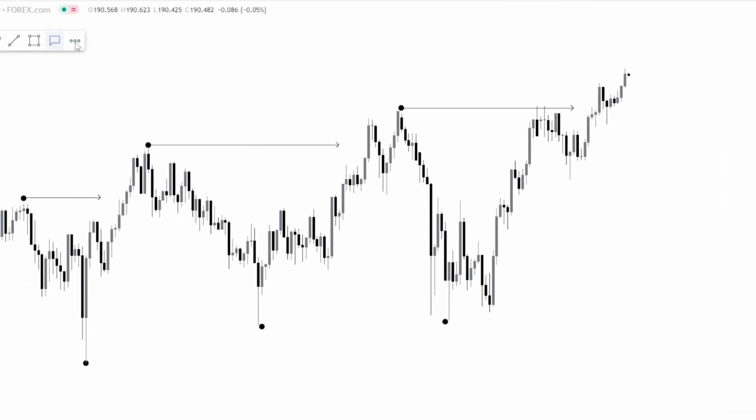A few things about structure we need to note. We want to see a break with a body, right? So we want to see body breaks, body BOS for short, BB or body BOS. We want to see a body BOS.